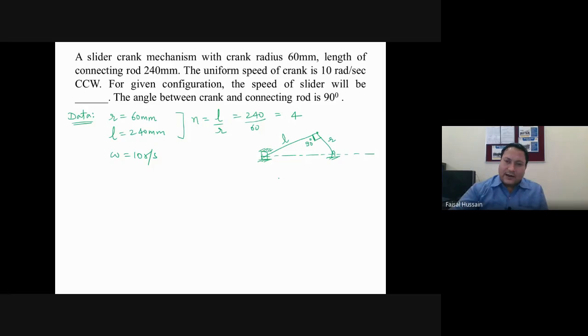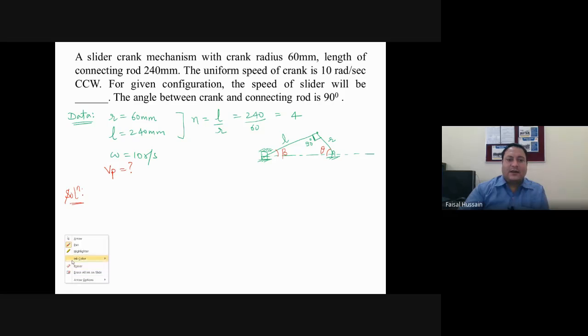As we know, angle of crank is theta, and angle of connecting rod is beta. And similarly, we have to determine the velocity of piston or velocity of slider. This we have to find out.